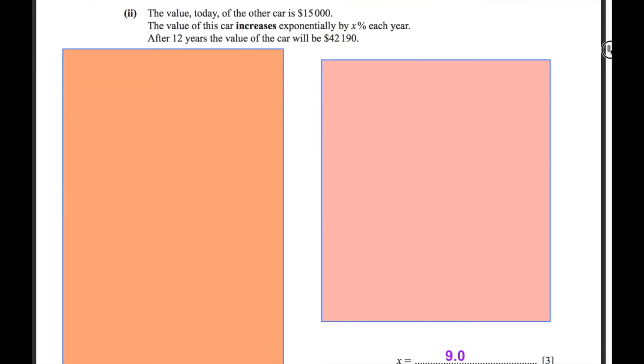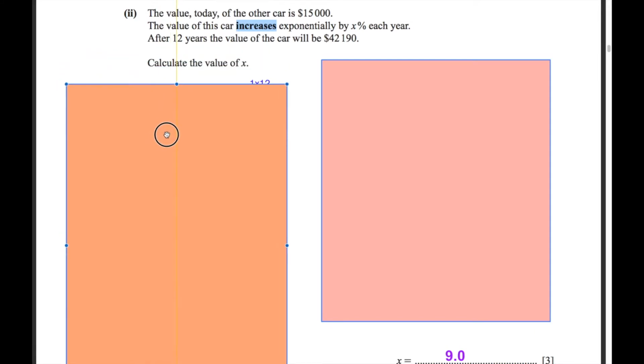So now, the value today of the other car is $15,000. The value of this car increases exponentially by X% each year. So after 12 years, the value of the car will be $42,190. So we're going to use the formula again, and we're going to place X in the spot of rate. So calculating the value of X is going to be like this.